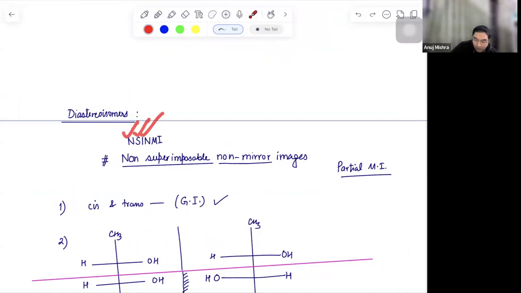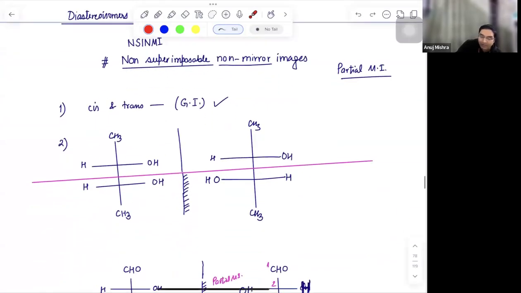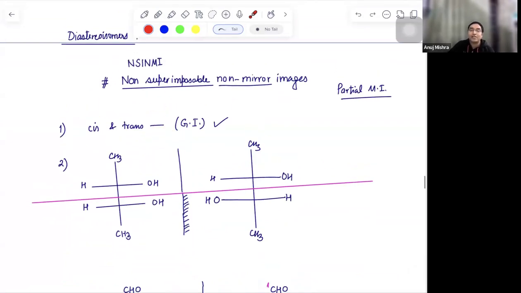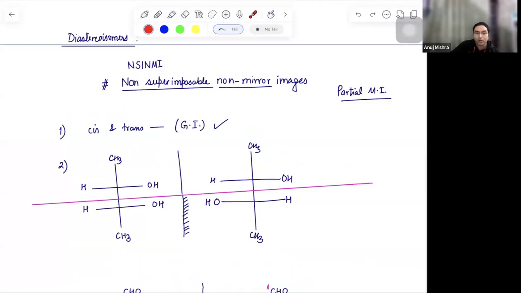Non-superimposable mirror images. That is the non-mirror images. And it comes here. Non-superimposable, non-mirror images. So just see the example. One example can be cis and trans, which are geometrical isomers, but they are also considered as diastereoisomers.